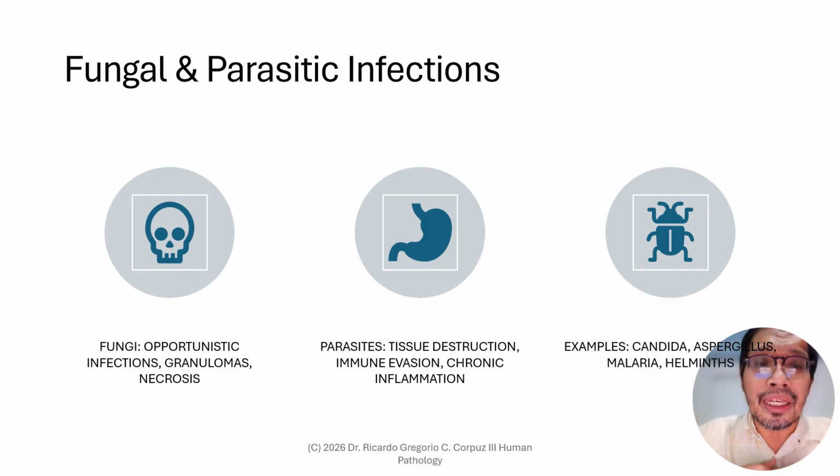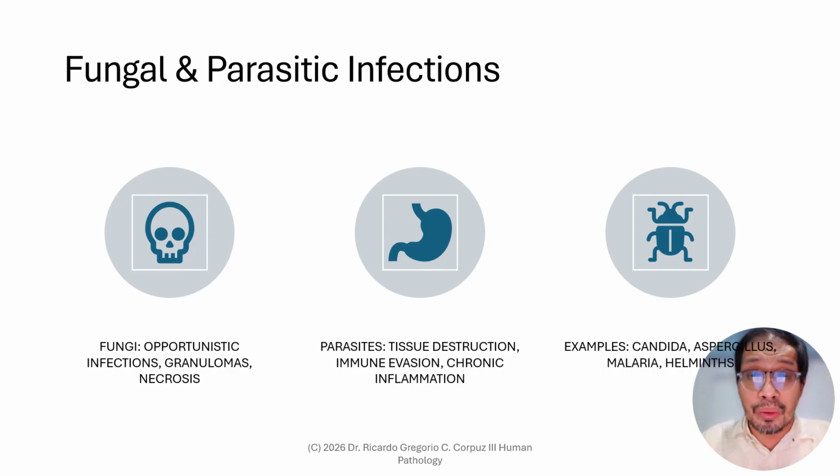Tissue necrosis. Some fungi, especially Mucor and Aspergillus, cause angioinvasion, leading to infarction and necrotic lesions. Fungal disease severity is tied to host immunity, particularly neutrophil function and T-cell mediated responses. Parasitic infection: tissue damage, immune evasion, and chronic inflammation.